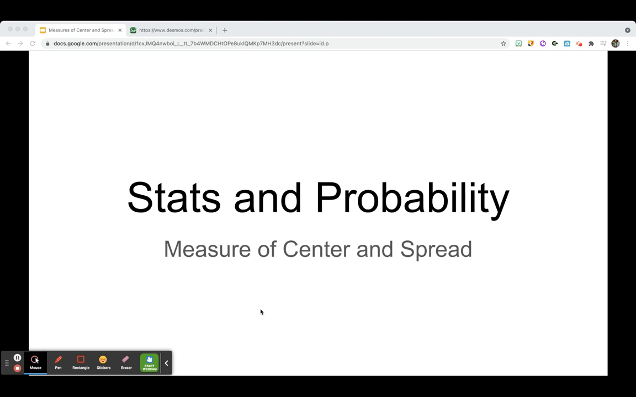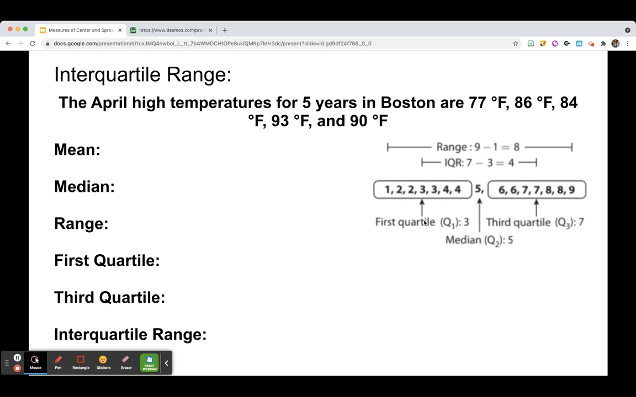Okay, in this video, we're going to be going through stats and probability in Math 1. First, we're looking at the measure of center and spread. So if we think back to our 6th grade standards and lessons, whenever we needed to find the mean, the median, the mode, and the range. We're taking that same concept and reviewing that skill in Math 1, and then we're going to be building onto that skill as well.